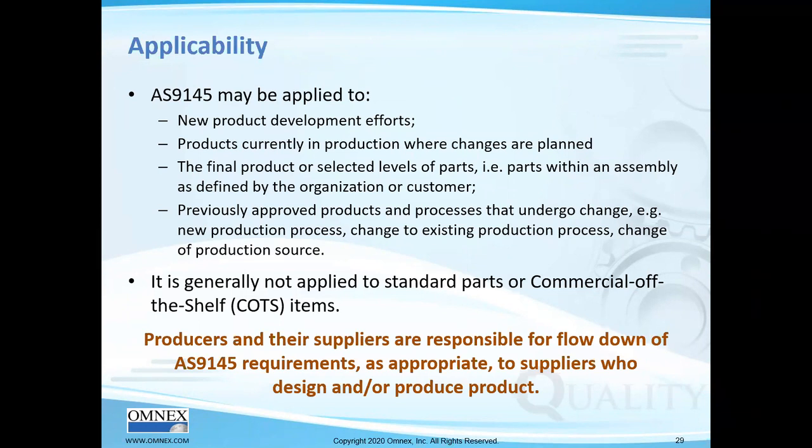Okay? But as a producer and supplier, if the 9145 requirement does flow down to you, you are going to be responsible for flowing it down to your suppliers. Okay. Especially if a supplier controls a key characteristic that you have identified or your customer has identified, you will need to flow this down to them.